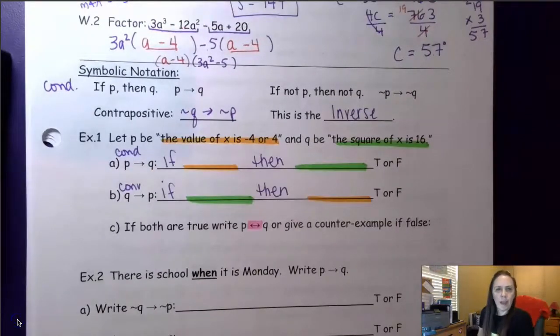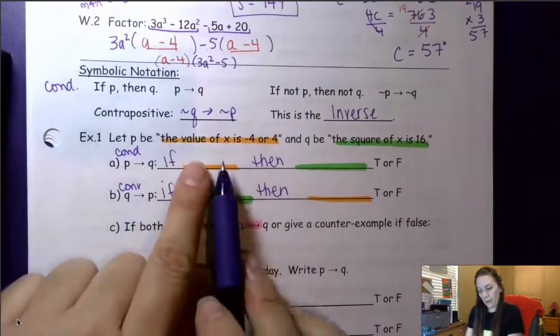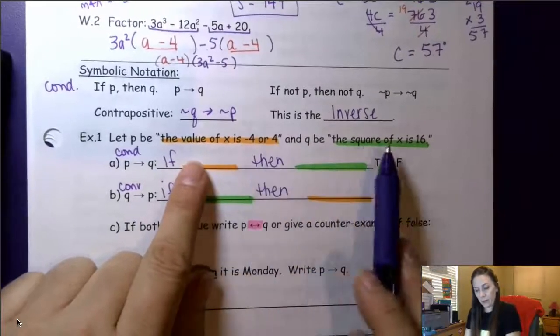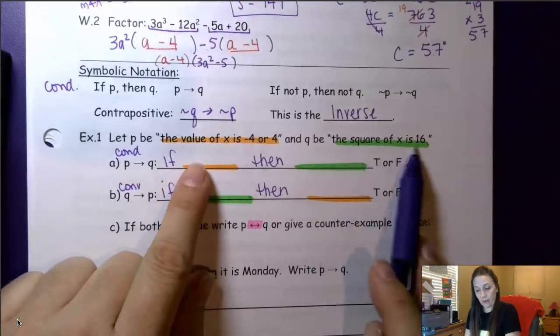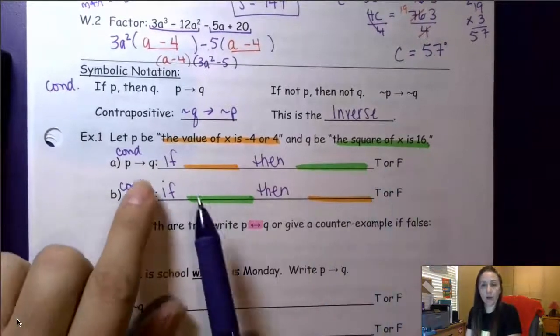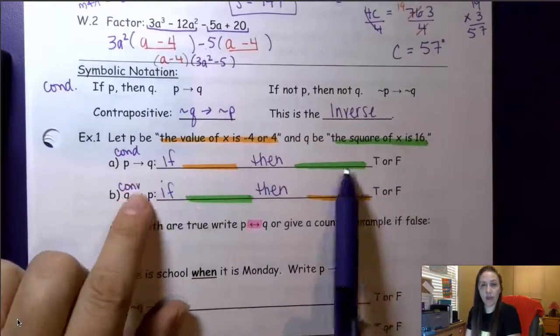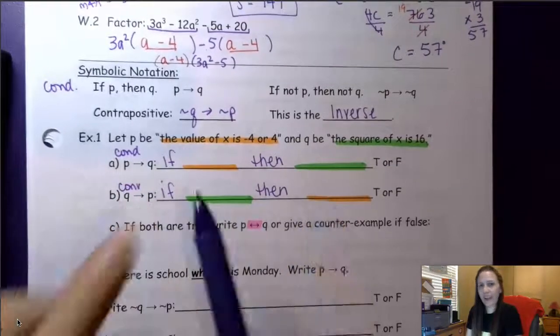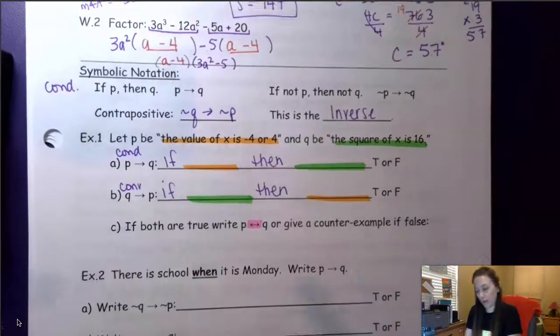So I highlighted a few of those. So I made my P, the value of x is negative or positive 4. Q is the square of x is 16. I wrote my conditional here, my converse, so I remember this is conditional, if P then Q. Converse is if Q then P, and I color coded that so I can kind of follow along.